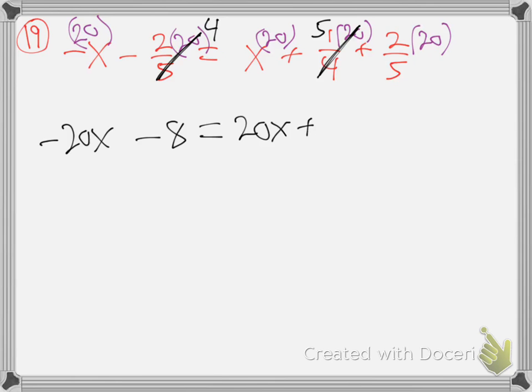5 times 1 is 5. Plus 5 goes into 20, 4 times 2 is 8. So that's the hard stuff. Keep going. Now, x is yelling out, I want to be alone. You've got x's on opposite sides of the wall. Good. Keep going.